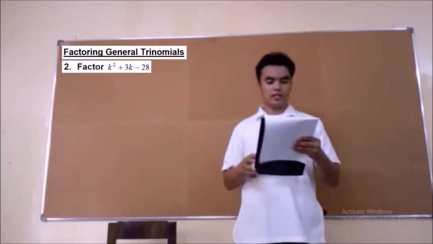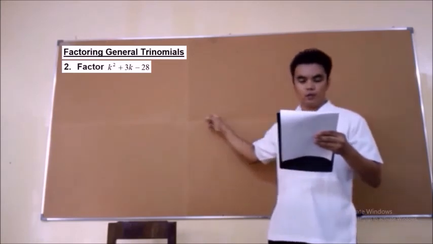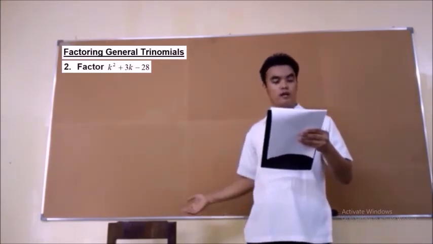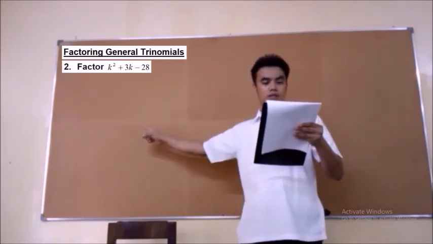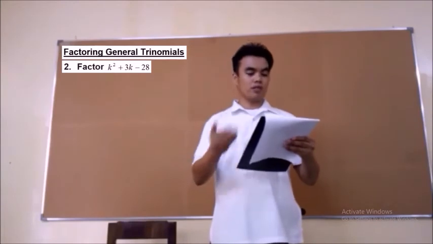So, titignan natin, is this a perfect square trinomial? Yung first term, which is k squared, of course, that's a perfect square. How about yung negative 28? Yung negative 28, hindi yan perfect square. So, hindi natin pwedeng gamitin.